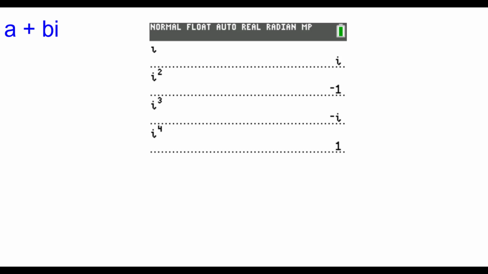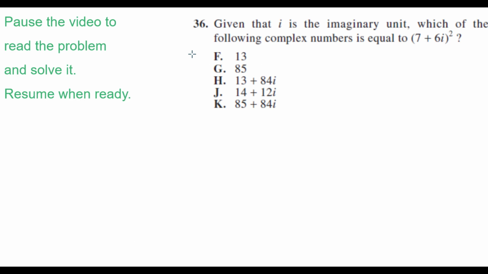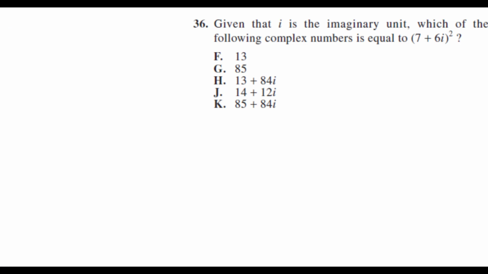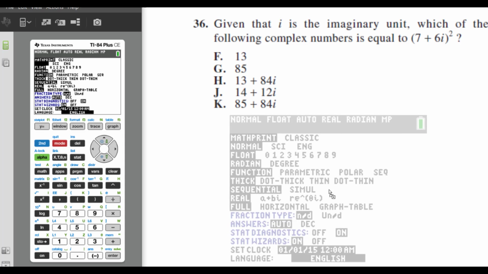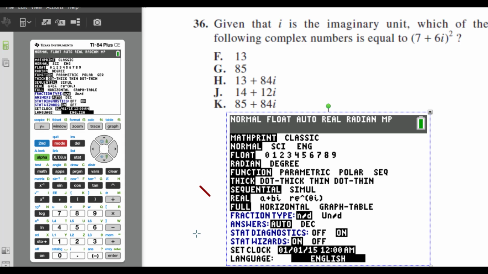Complex numbers can be done on graphing calculators, and I'm not sure why they would even test this on the ACT, but let's go ahead and look at that. Number 36, pause is needed. Go ahead and bring up the calculator, go to the home screen. It doesn't matter what mode you're in. Some people think you might have to be in A plus BI mode. You do not have to be in that mode to do this problem.